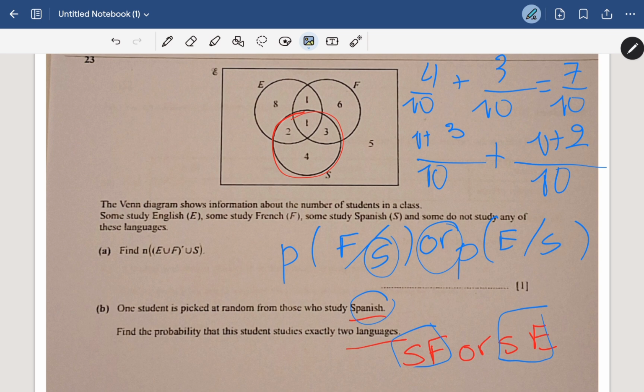But here we have something tricky. We have 7 over 10, okay, but we need those who study exactly 2 languages. So you cannot take 3 languages. So look, this was all of the ones for French.